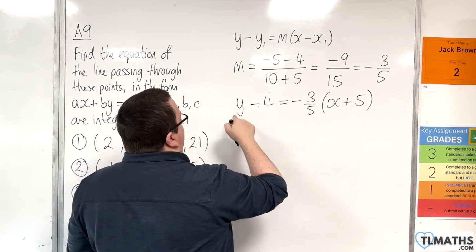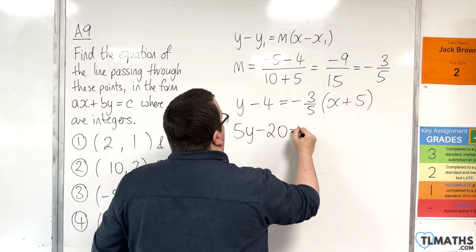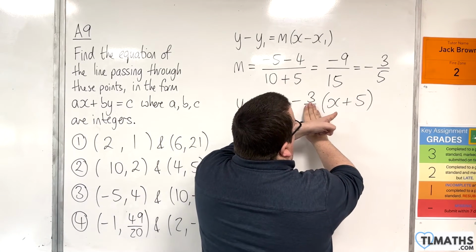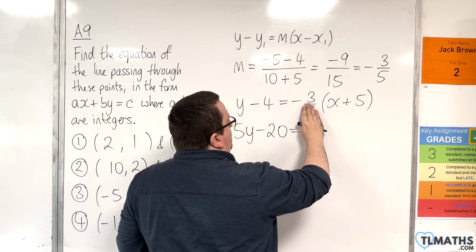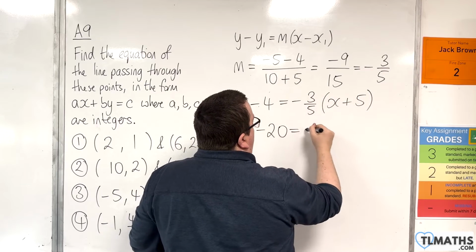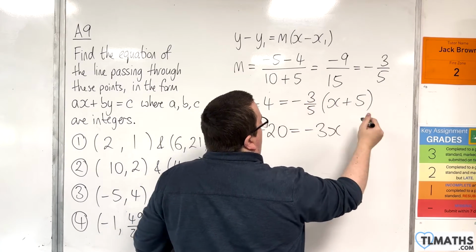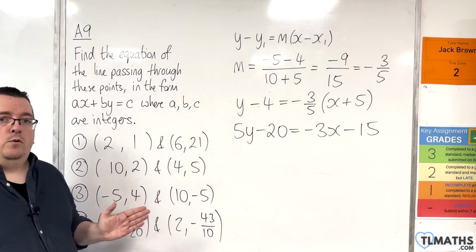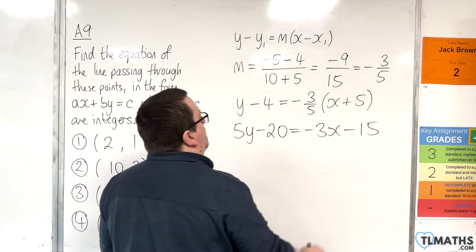So multiplying through by 5, I'm going to get 5y minus 20, and then I'm going to have minus 3 lots of this bracket. So if I'm confident enough, I can also multiply through by that bracket in that one line. So minus 3 times x, and then minus 3 times 5 is minus 15. So you can do it all in one go. Okay, really down to how confident you are.